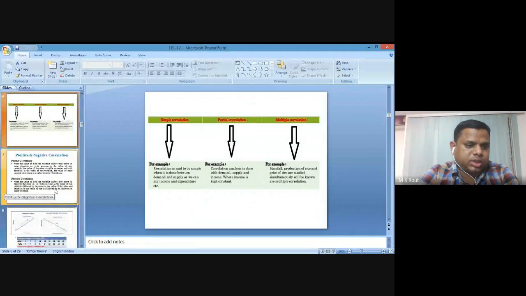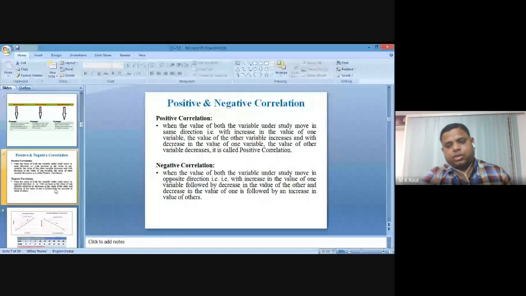In case of positive and negative correlation, the first one is positive correlation, when the values of both variables under study move in the same direction. I repeat, in case of positive correlation, when the values of both variables move in the same direction, with an increase in the value of one variable, the other will also increase. Similarly, if the value of one variable decreases, the other will also decrease, and this is known as positive correlation.